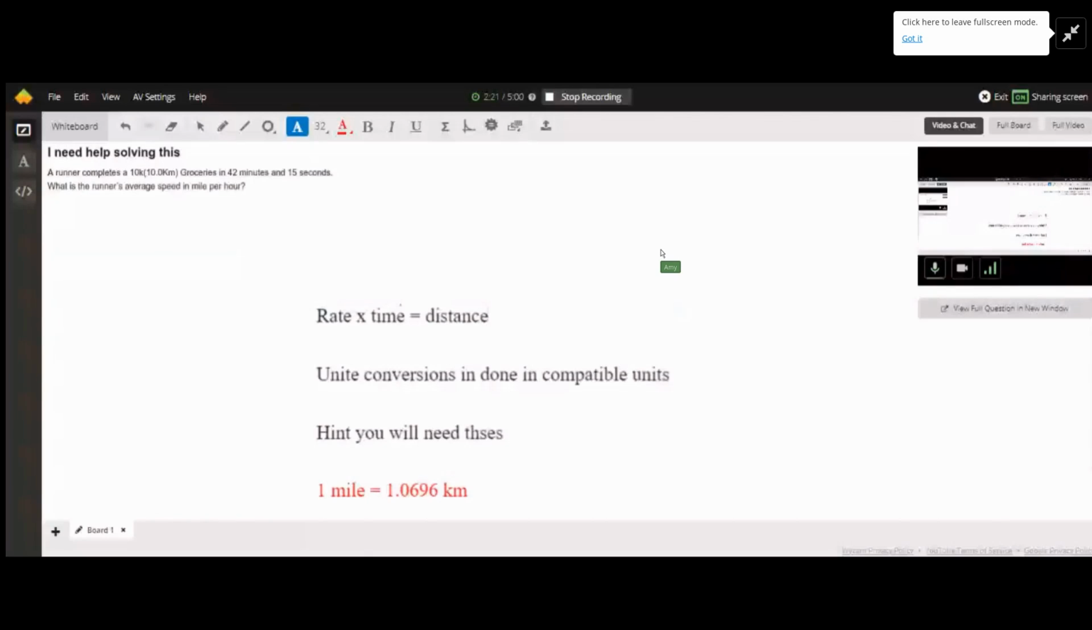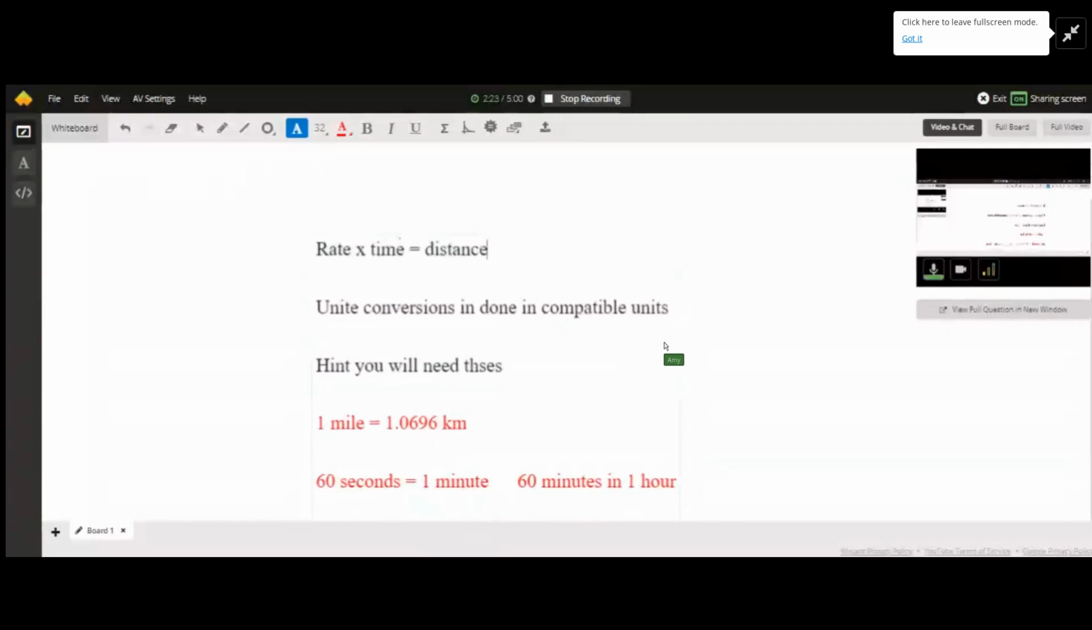Okay, so in order to solve this problem, what we're going to need is basically this equation. It's not going to go away. It's just a classic equation. Hopefully you picked up on it. This is a rate times time equals distance problem. So rate times time equals distance.